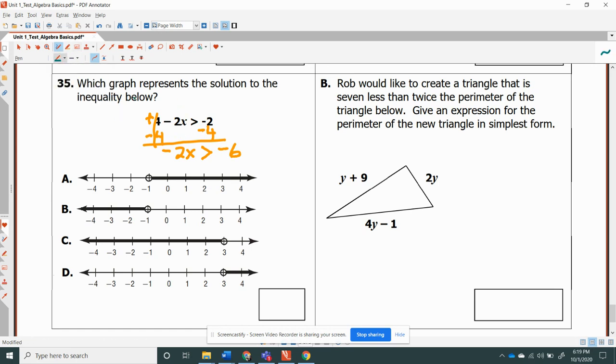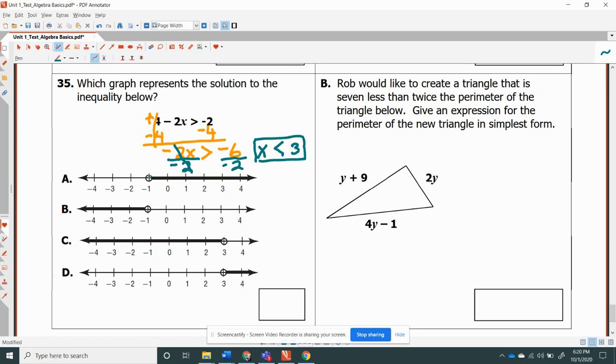Let's change our color. Now we're going to divide both sides by negative 2. Now here's where we have to use our rule. When we multiply or divide by a negative, we're going to flip the inequality sign. So that gives us x, flip the sign because we divided by a negative, is less than or equal to negative 6 divided by negative 2 is 3. And that's our final answer. X is less than 3.